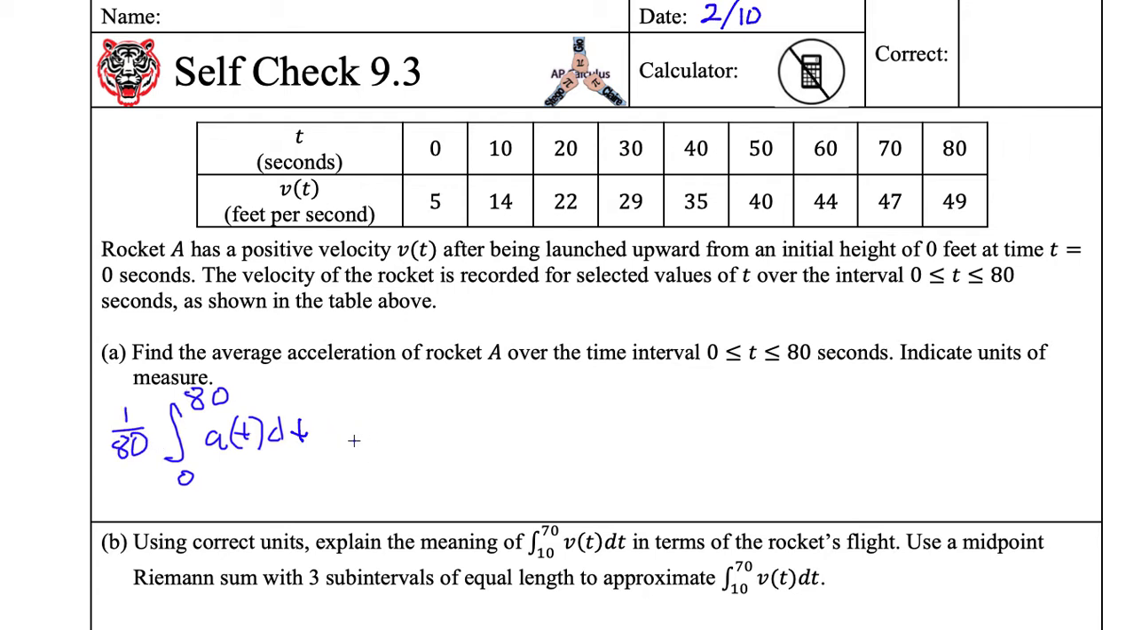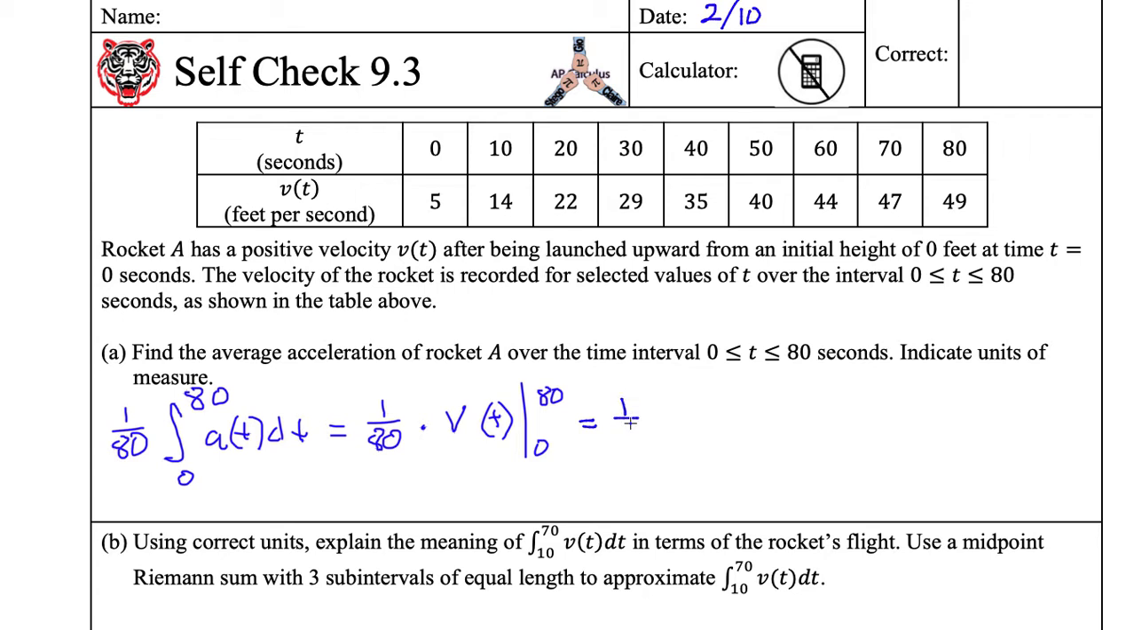So how do I do this problem without a calculator? Without a calculator, you say, okay, well, the antiderivative of acceleration is velocity. So copy down the 1/80th. I always forget that, so I try to remember that more and more. The antiderivative of acceleration is velocity of t, with an evaluation bar between 0 and 80. That 1 over 80 is going to be multiplied outside of the evaluation bar. That's the word I'm looking for.